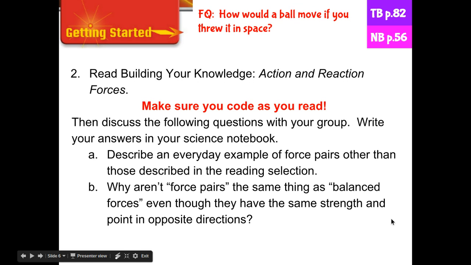For step 2, you need to read the Building Your Knowledge, Action and Reaction Forces, and make sure you are coding as you read. It helps you remember things. And then discuss the following with your group. Write your answers in your science notebook. Discussion A and discussion B.